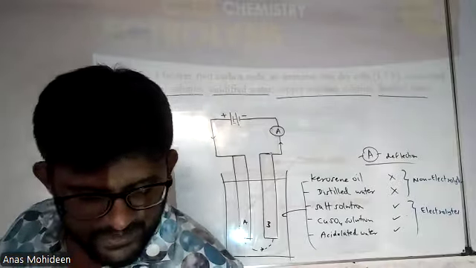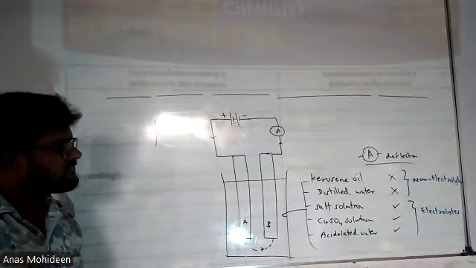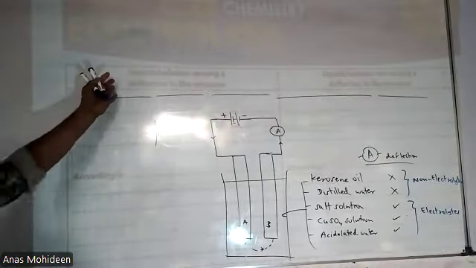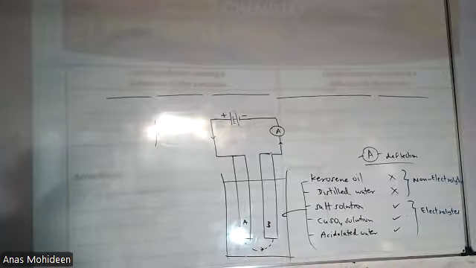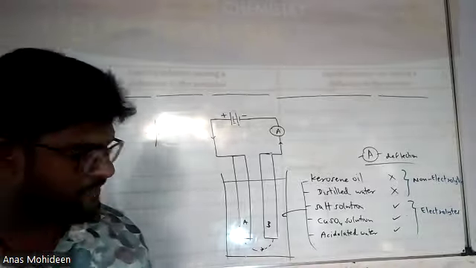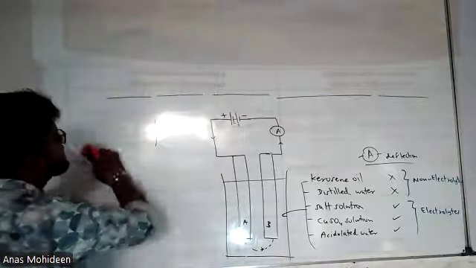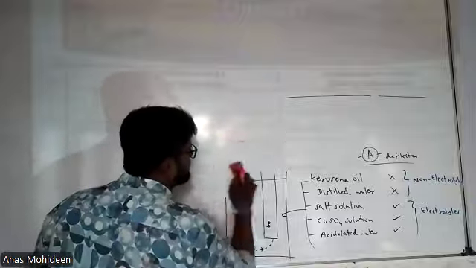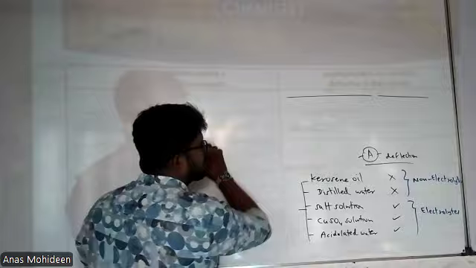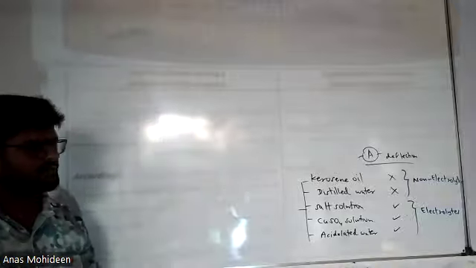Go to the next page. We have something to write. What is that? Liquids or solutions causing deflection in the ammeter. So tell me, which ones cause deflection? Out of these five, which ones are causing deflection?